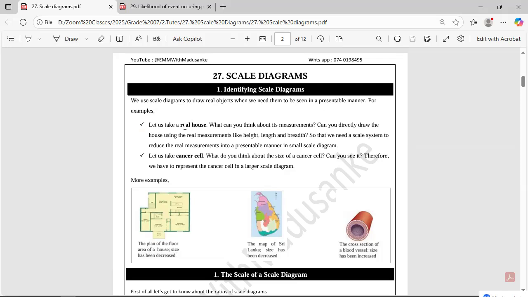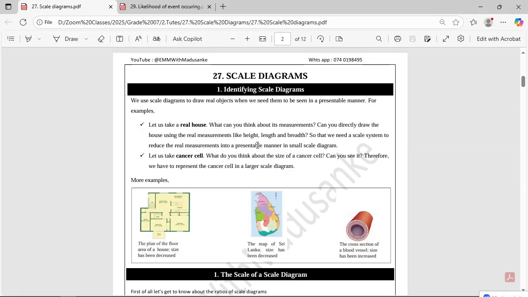Actually, a real house is very big. If you want to draw the plan of the real house, what can you do? You can decrease its size? Yeah, superb. You can decrease the size of the actual length. I will come to the board and explain this one. You can decrease the actual length to a small size.